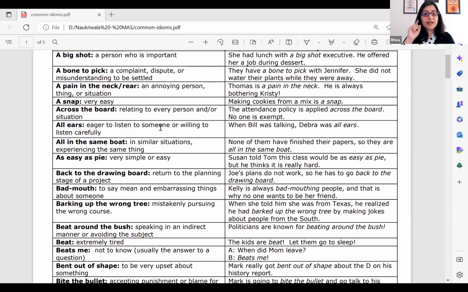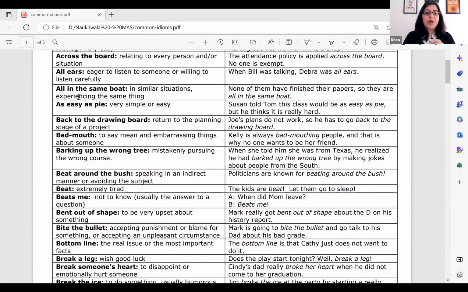All right, moving on. All ears. All ears means I'm listening attentively. So when Bill was talking, Deborah was all ears. That means she was listening closely and attentively. All in the same boat means we all are in a similar situation. So whenever it's interview time, with the preparation, everyone is in the same boat. Everyone has to prepare. They are in a similar situation, experiencing that nervousness, going ahead and preparing, researching about the company, and so on, right?